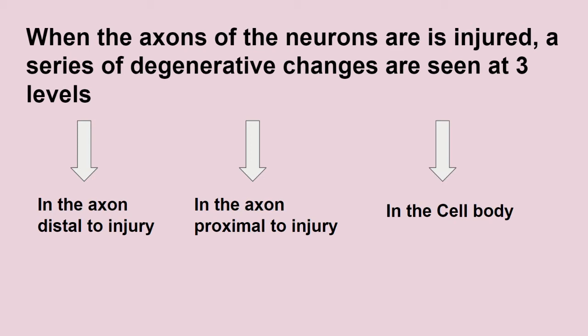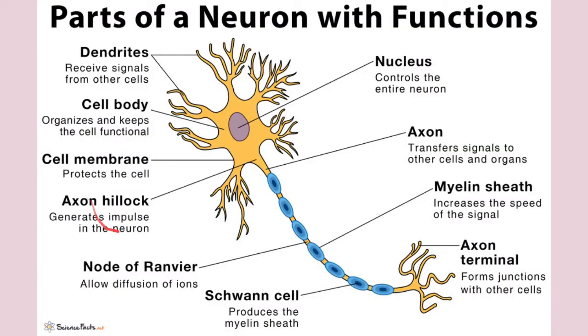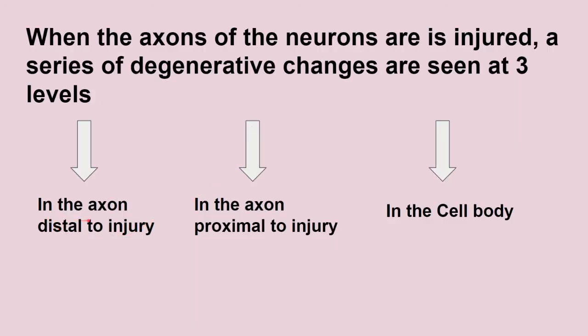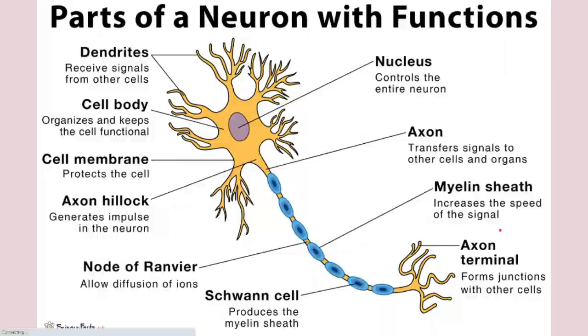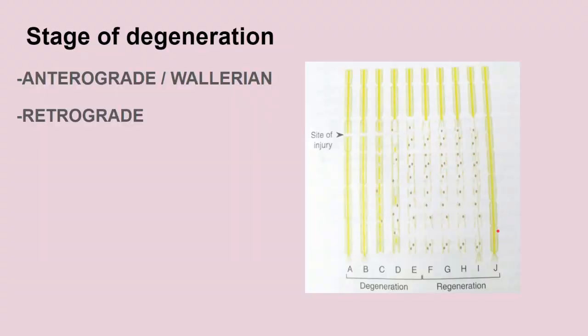Now when the axons are injured, a series of degenerative changes are seen at mainly three levels. Suppose I consider that somewhere over here the neuron is injured, so it will show degenerative changes at three places: distal to the injury, proximal to the injury, and at the cell body. Distal to the injury, proximal to the injury, and in the cell body. So first of all, the stages of degeneration.